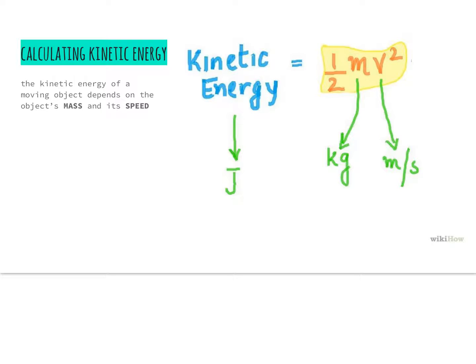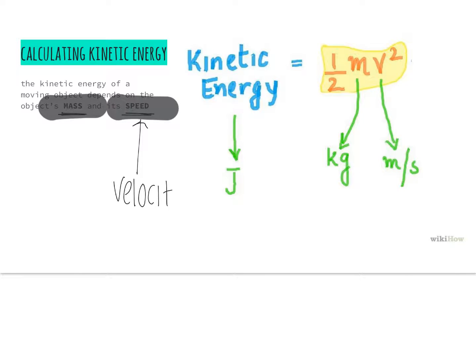We can actually calculate kinetic energy with stuff we've already learned about. Kinetic energy depends upon the object's mass and the object's speed. Those two things are really important. In this case, we're actually going to say speed is the velocity, so with a direction. Mass is how much matter is in the object, and then how fast it's moving. The way we calculate this is one half of the mass times the velocity squared.